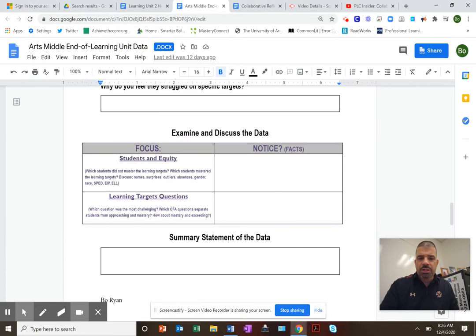The next piece is we're going to clearly examine and discuss the data. So students and equity: which students did not master the targets, which students mastered, and let's look at surprises, outliers, any kids with absences. Let's look at race and SPED and kids with EIP plans, ELL, and just have conversations around specific students and equity. And then let's look at the assessment. Which questions were challenging? Which CFA questions separate students between approaching and mastery? Just have those discussions and really examine the data.